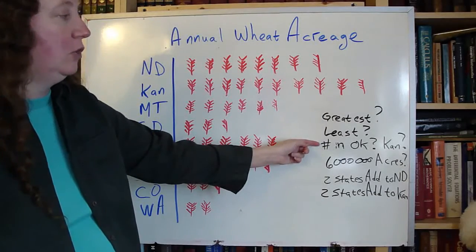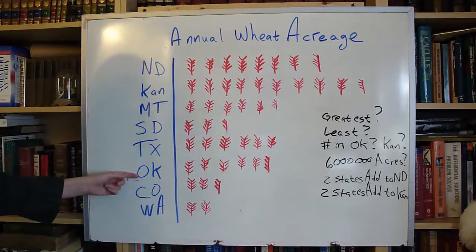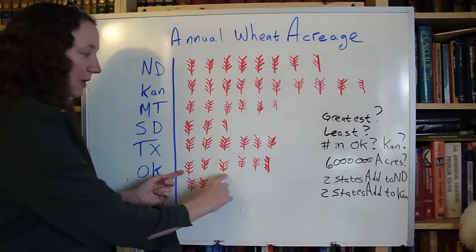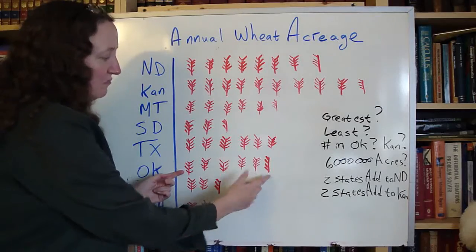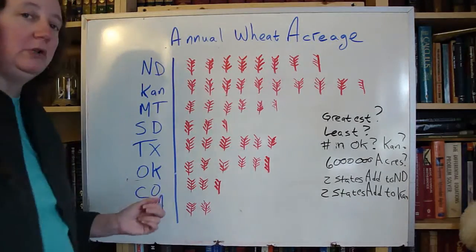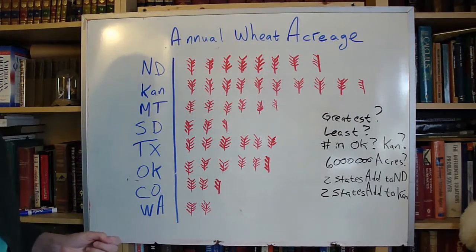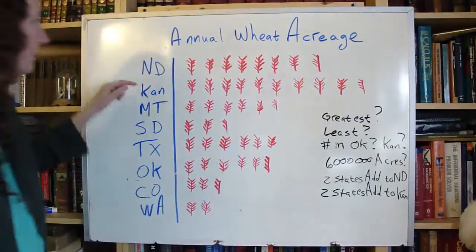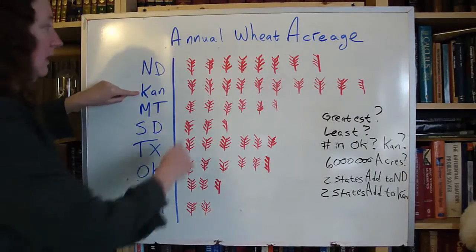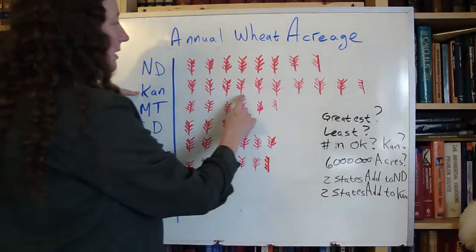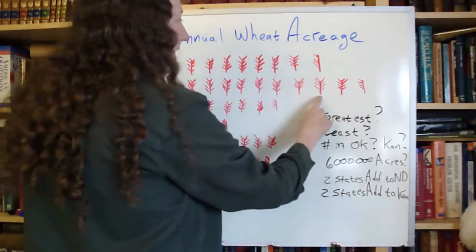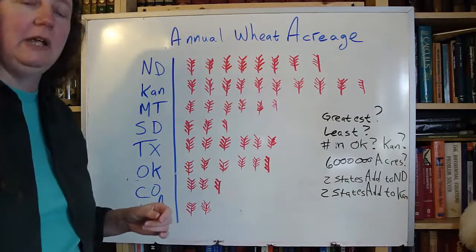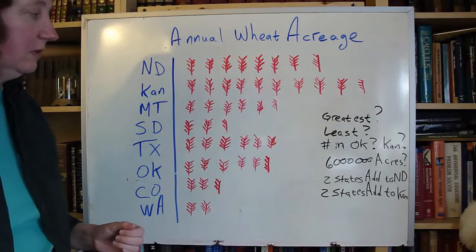The number of acres in Oklahoma. I find Oklahoma over here, and I count it out. 1, 2, 3, 4, 5.5 million acres of wheat. Number of acres being grown in Kansas. Find Kansas, and I count. 1, 2, 3, 4, 5, 6, 7, 8, 9.5 million acres of wheat being grown in Kansas.